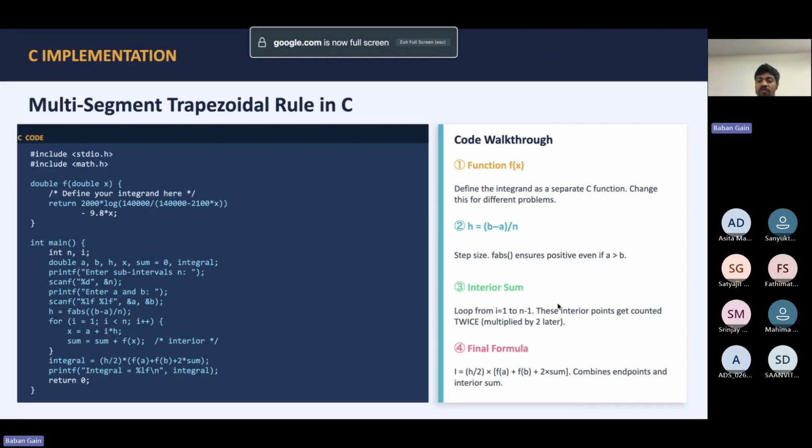Then after getting the interior sum, you can just use f(a) plus f(b) plus 2 into interior sum, multiplied by h by 2. So h by 2 is basically (b minus a) divided by n, by 2. So this is similar to the single trapezoid, except n is extra here, and for the interior trapeziums, you use 2 into sum. So for the interior values, you multiply by 2.